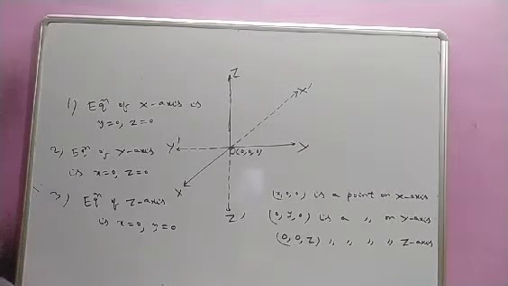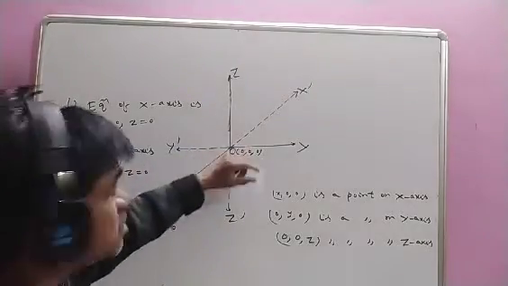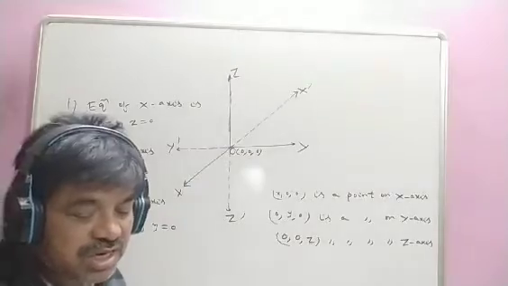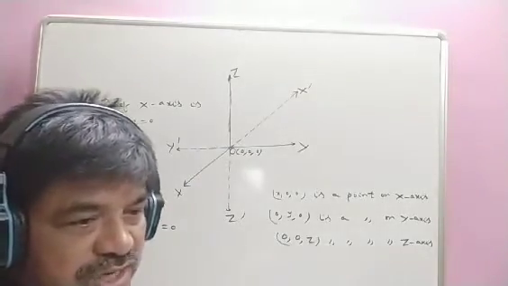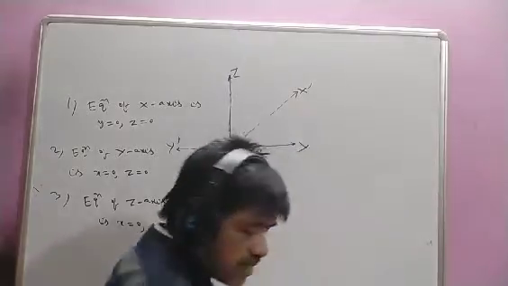Then you write the equation of the xy plane. I have already told you the plane containing the x-axis and y-axis is called the xy plane. On the xy plane it has only the x coordinate and y coordinate. Its z coordinate is 0. Understood? The z coordinate is 0.